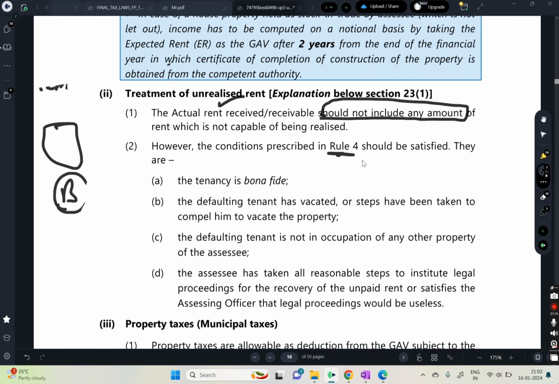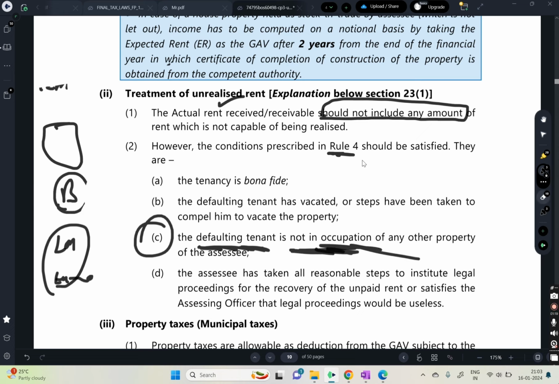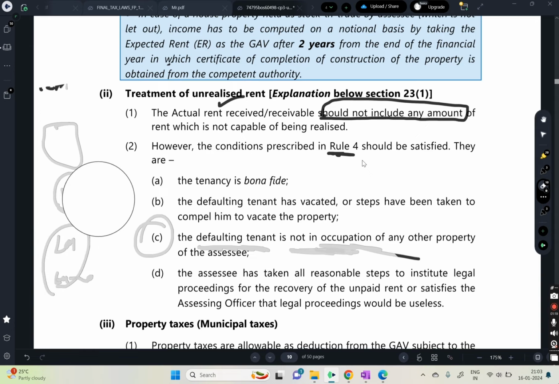See this particular condition C. Here the owner, landlord and tenant may design some scheme to evade the tax. Tenant will say, I will stay in your houses, I will pay money secretly to you, and you tell them that I did not pay any money. So if the tenant is a defaulting tenant, why are you giving the house again? He should not stay in any of your property because he is a defaulting tenant.